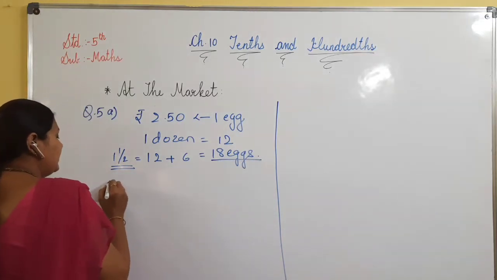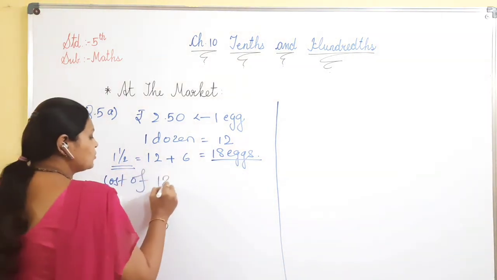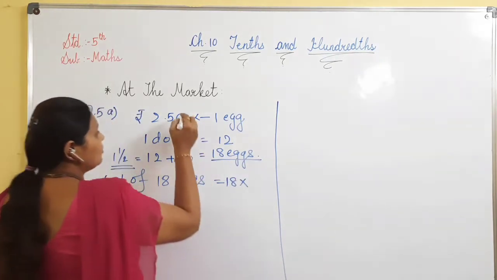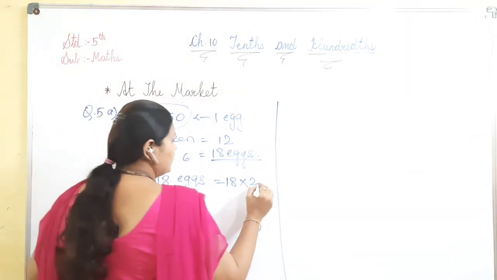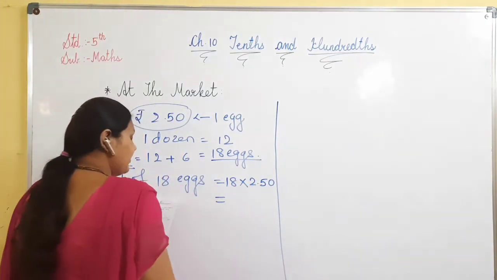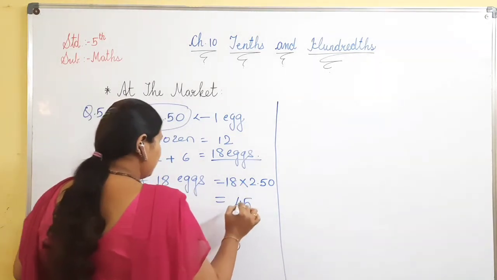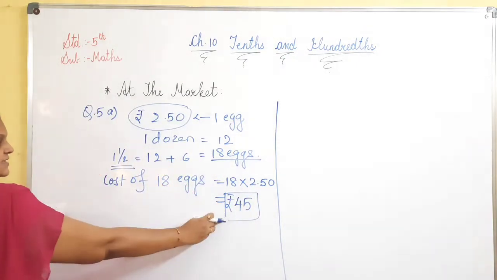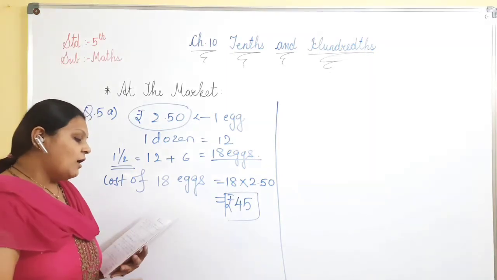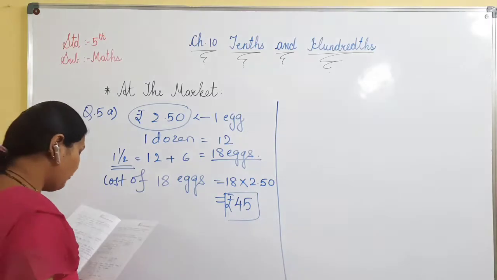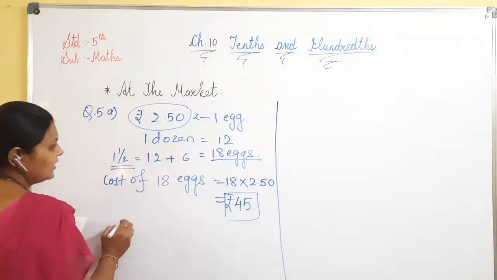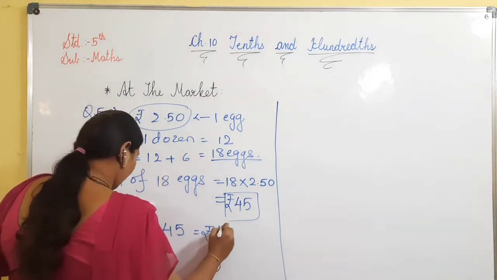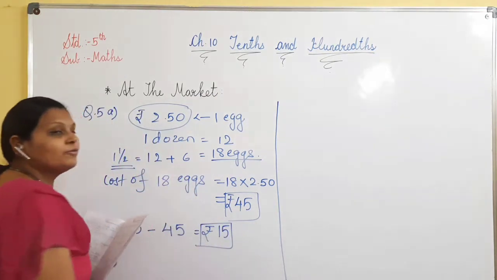Now the cost of 18 eggs we have to find out. So the cost of 18 eggs is equal to 18 multiply the cost of one egg, 2.5. If we simplify it, we will get rupees 45. So the cost of 18 eggs is rupees 45. Then the question is, how much will 1.5 dozen cost and what is the money left? So the total money left is rupees 60 minus 45, which is rupees 15. He will be left with rupees 15, right?